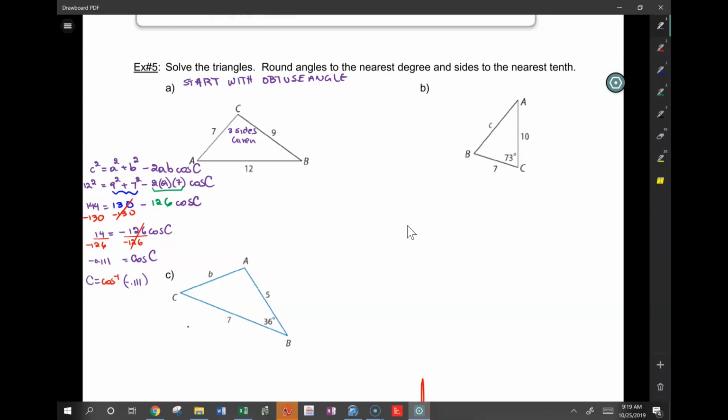So how much is C? I have a different answer. 96.4. Okay. And let's get in the habit of rounding the angles to the nearest whole number. So C is 96 degrees.